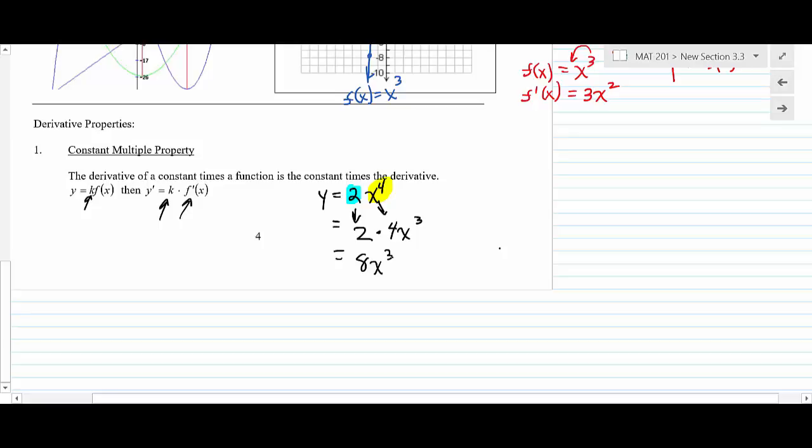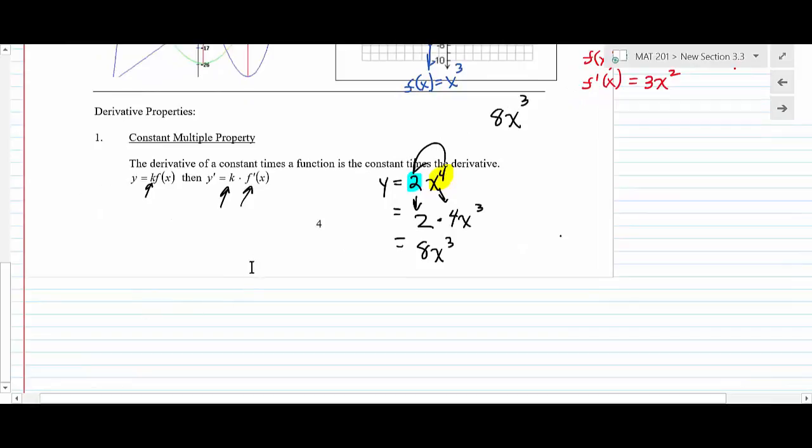Anytime that you have a function with a constant multiplied by that whole function, that's the way you approach it. You could certainly do this problem in your head, and that's what you're going to learn to do anyway. You just do 4 times 2 is 8, then you subtract from the exponent, and you've got it. That's how you're going to do that anytime you have a constant. Does that make sense to everybody? That's what we call the constant multiple property.